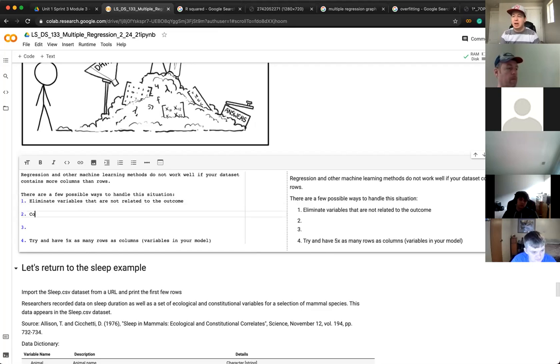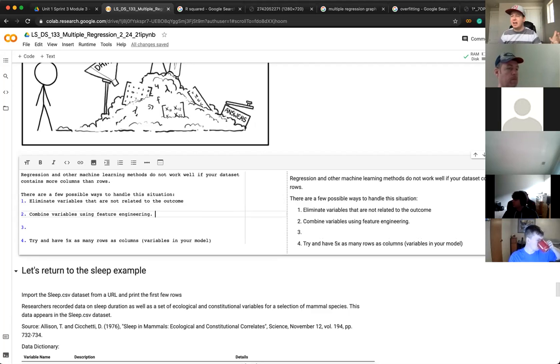Another thing we can do here is combine variables using feature engineering. You may remember way back on the second day of class, we looked at some housing data and we looked at the price per square foot, right? Well, that price per square foot included information both about price and about the square footage in one single variable. We did something similar yesterday when we took brain weight and body size and we divided them to create a ratio of brain size to body weight. Well, that's one variable that now includes information about both of the two previous variables. Right? So that could be a way that we can kind of reduce the number of columns that we're working with.